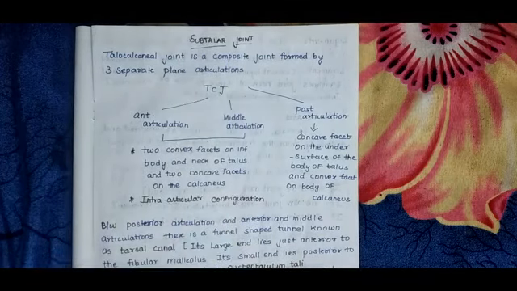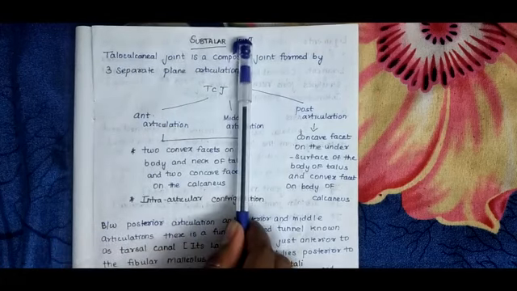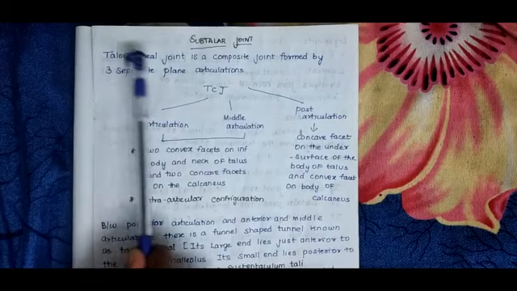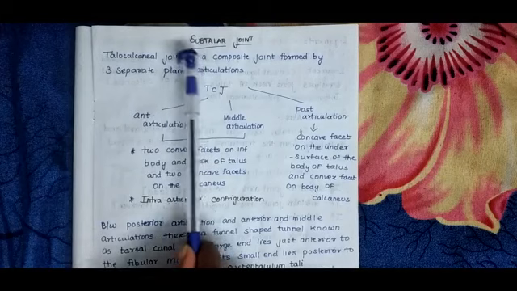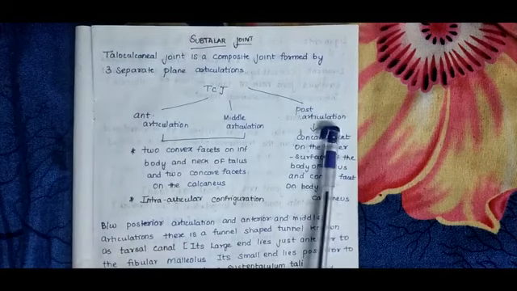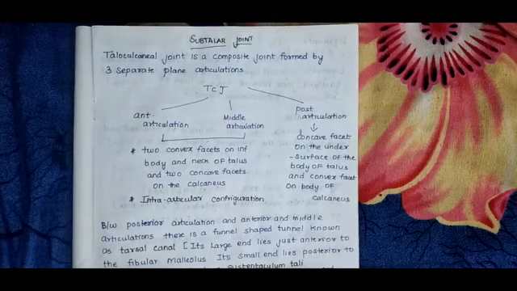The subtalar joint is basically an articulation between the talus and calcaneum. Hence, the subtalar joint is also known as the talocalcaneal joint. This talocalcaneal joint is composed of three articulations, which are the anterior articulation, middle articulation, and posterior articulation.